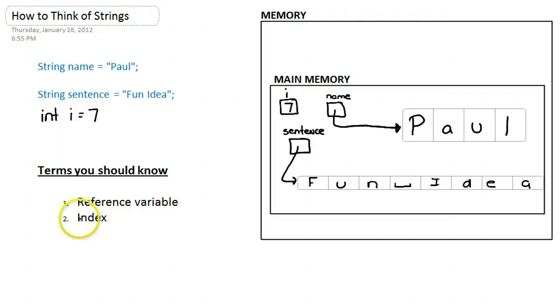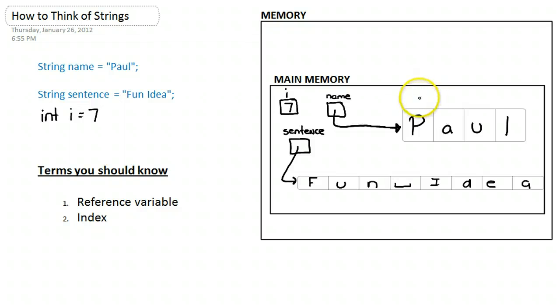The second word we want to familiarize ourselves with, index. An index represents the position of each letter in the word. And this is a very important idea, because understanding the index, how letters are indexed, allows us to manipulate strings. So the key thing here is that we always index a word starting with 0.